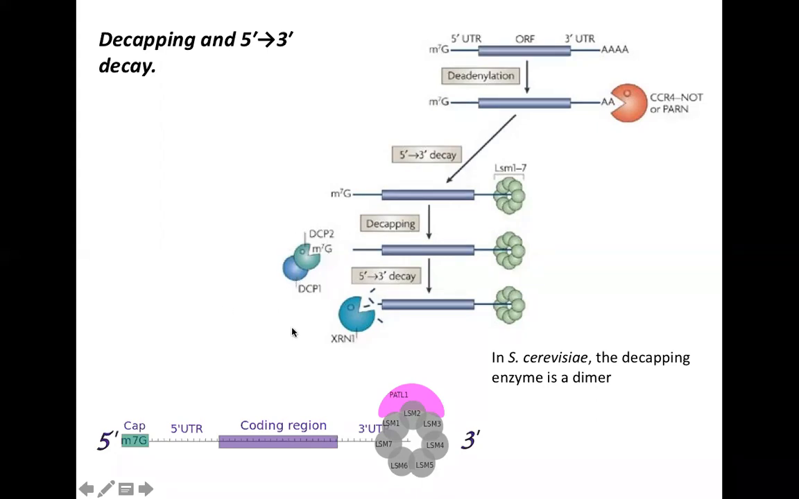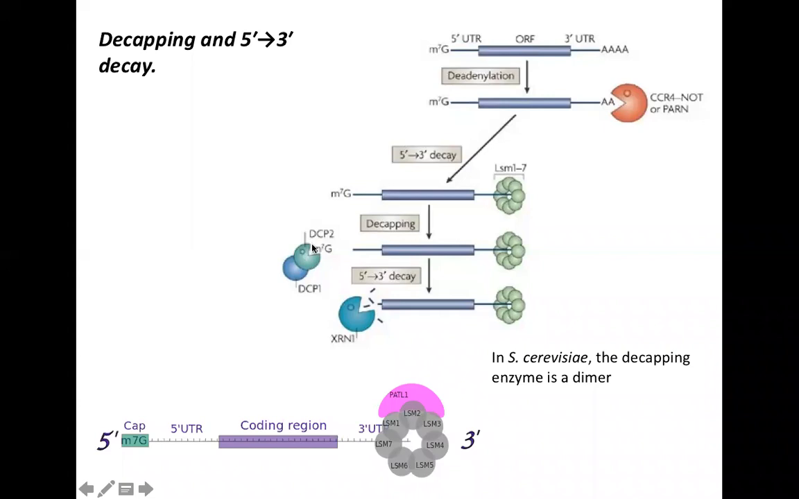So this decapping enzyme, this is an example from Saccharomyces cerevisiae. It is basically a dimer, which means there are 2 proteins, DCP1 and DCP2. DCP stands for decapping enzyme, DCP1 and DCP2.